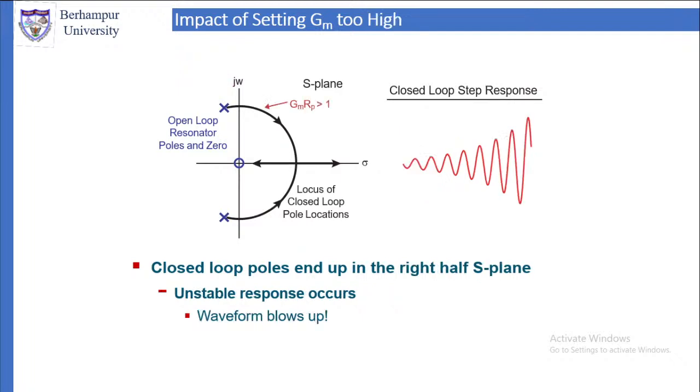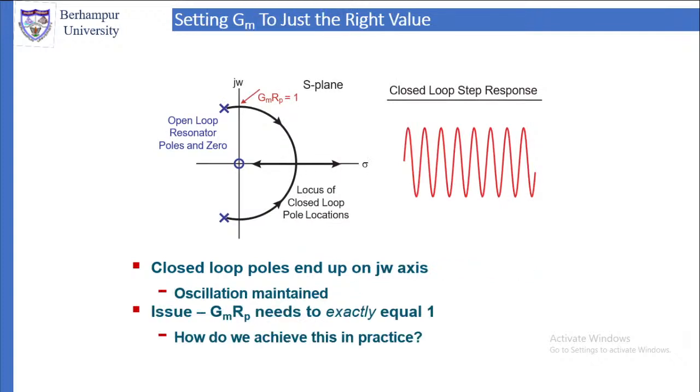Second is the opposite case. Gm is too high, so Gm into Rp is greater than 1. Closed loop poles will be on the right half S-plane. If they are in the right half S-plane, then this is an unstable response because the waveform will blow up. It will keep on increasing. So this is also not desired.